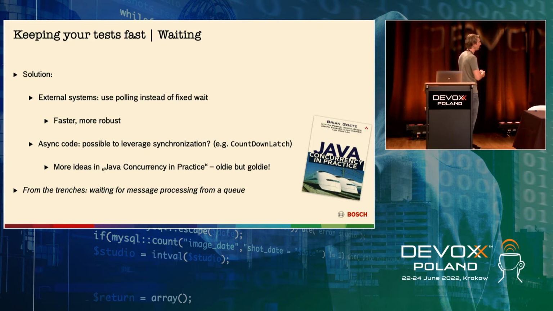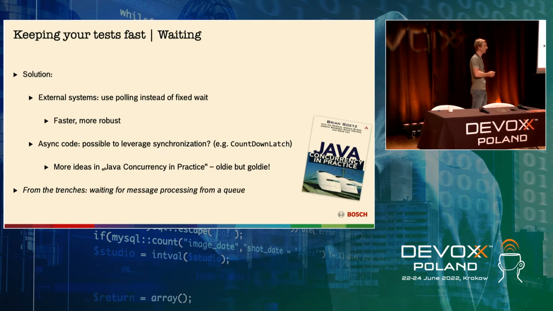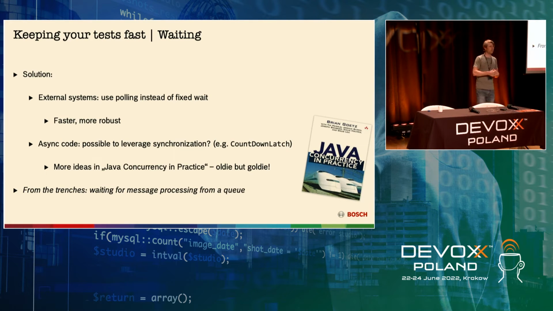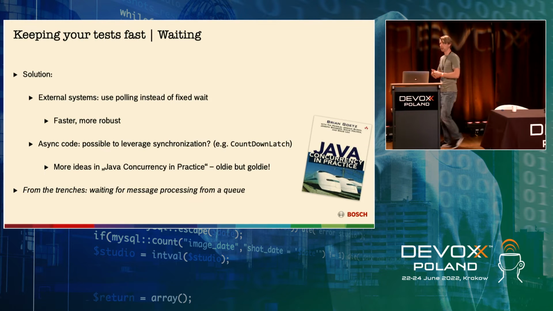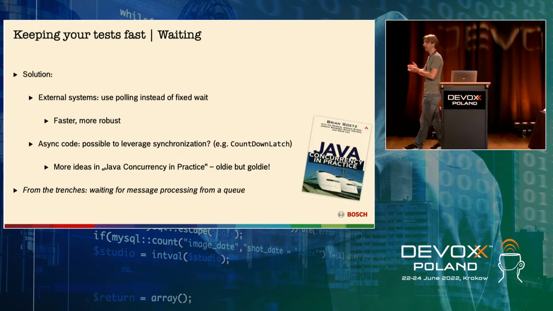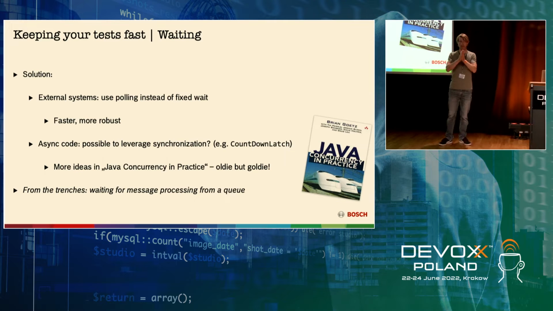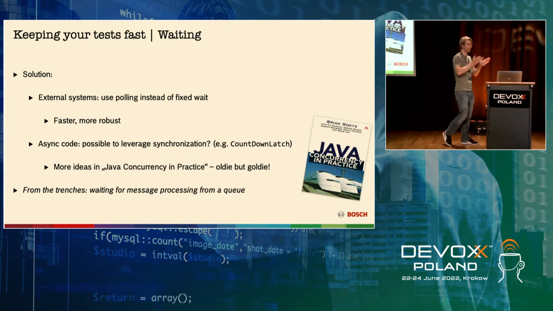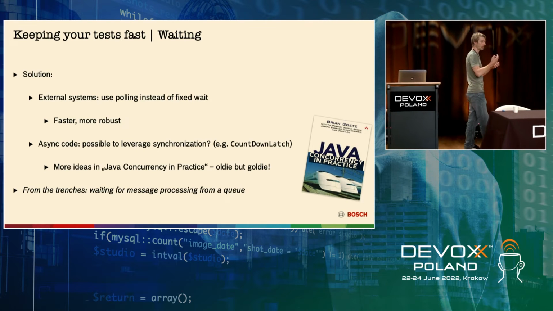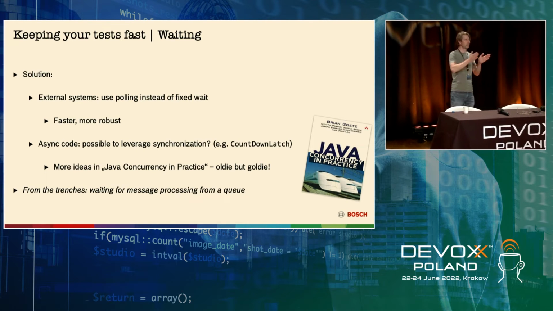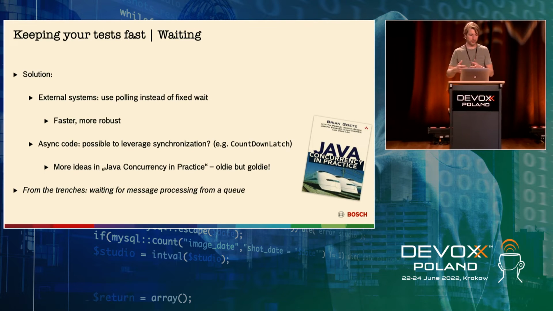So what we found is it helps to use polling instead of a fixed wait if you need to wait for something. So that's faster and more robust. Faster because you only wait the amount you really need to wait, and more robust because you can give the whole thing a longer grace period. If you don't always spend that time, you can make the timeout a little bit larger, just to be more graceful if Jenkins has a bad day or something.